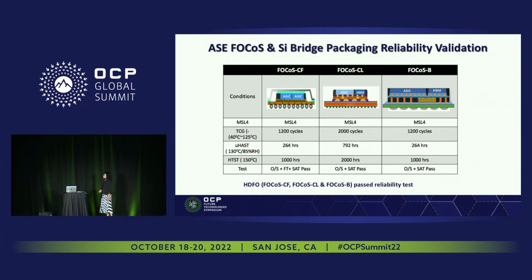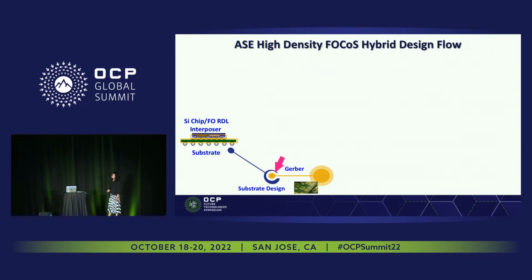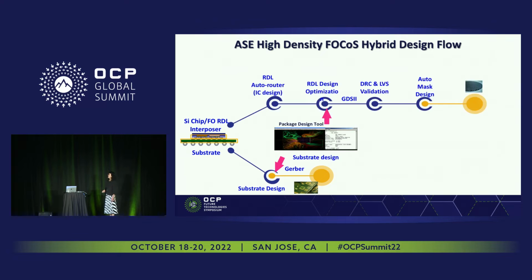This chart shows that all these platforms and TVs pass the standard JEDEC reliability test. Last but not least for today's talk, I'll show you the high density fan-out technology design case. As you know, standard package design is very well known. For example, this shows the substrate design case. Normally we use the Cadence APD file and generate the Gerber file, and you can route it.